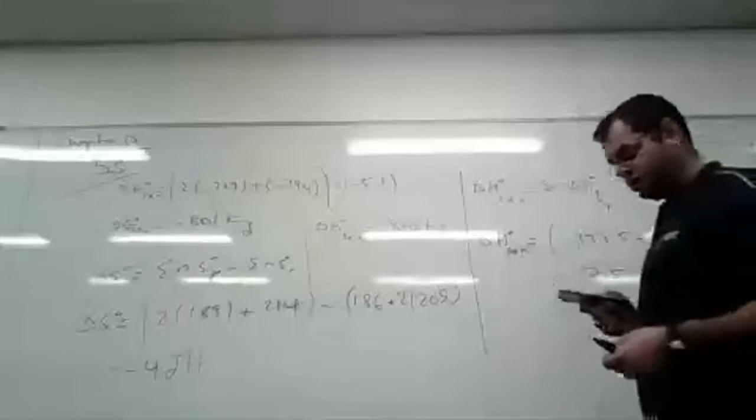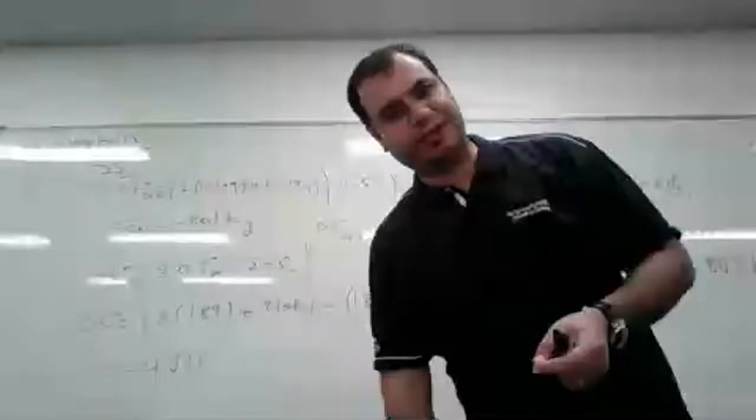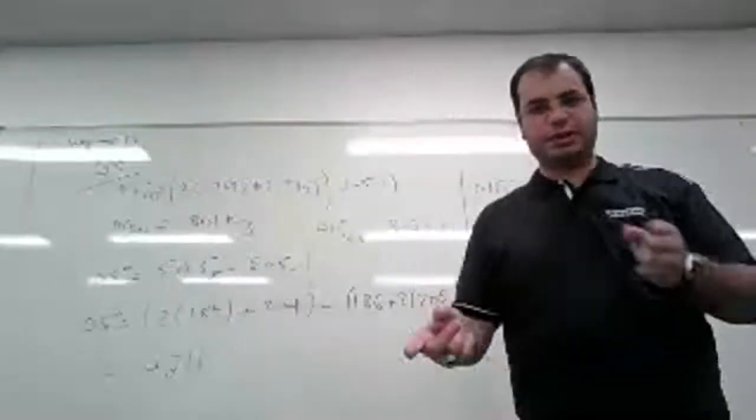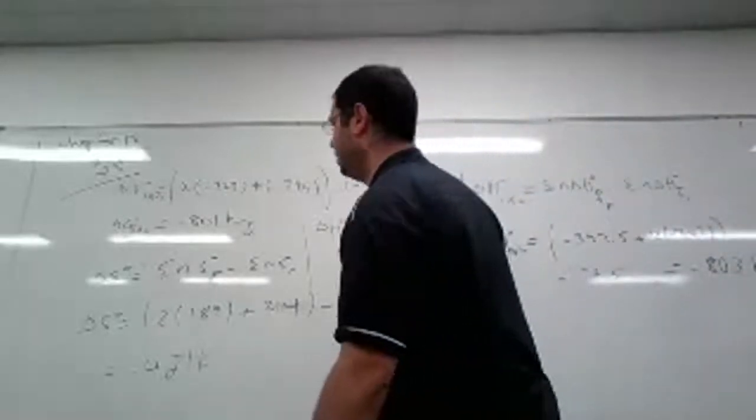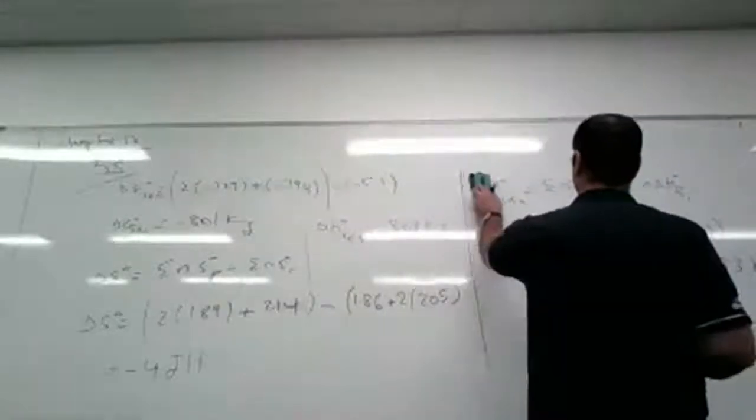Can we calculate delta G naught in here in standard conditions at 25 degrees? Can we try to do it in a different way? Try to calculate delta G naught in a different way.